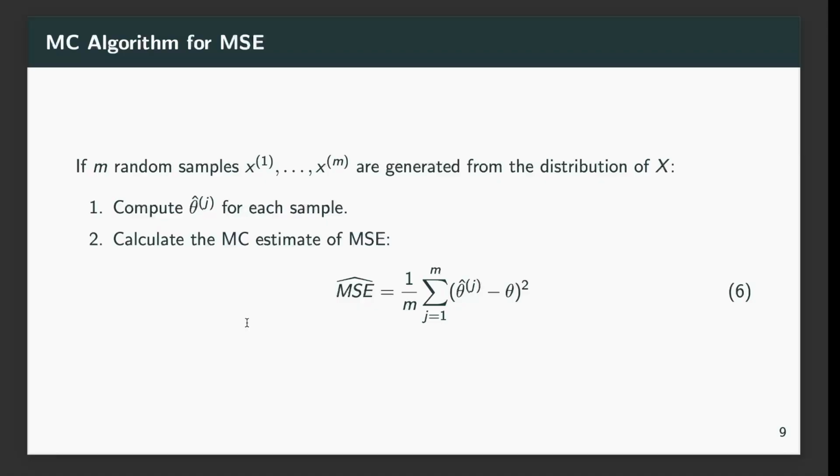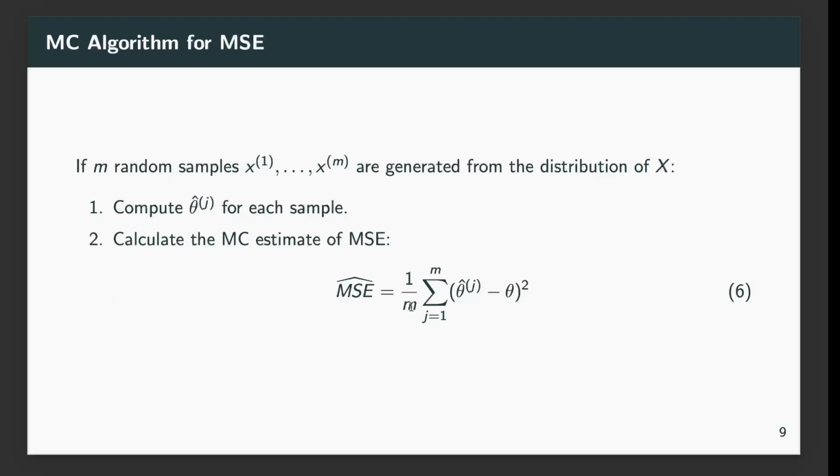So this is the Monte Carlo algorithm to compute the MSE, and this is a direct application of the general algorithm. First we generate M random samples from a certain distribution of X, and for each sample j we compute theta hat of j. Then the Monte Carlo estimate of the MSE is given by this equation: the MSE hat is the sum of all the theta hat of j minus theta, squared, divided by M.